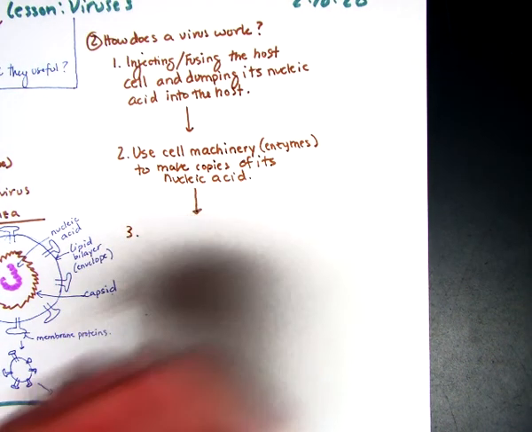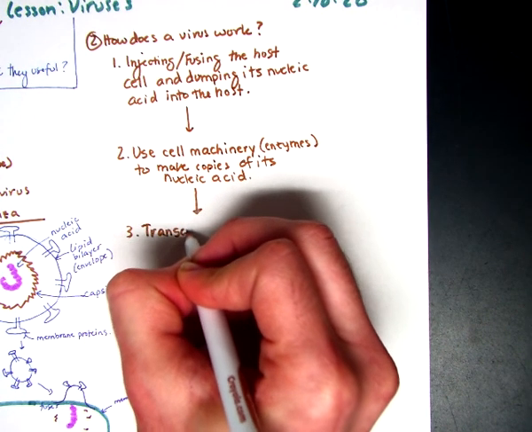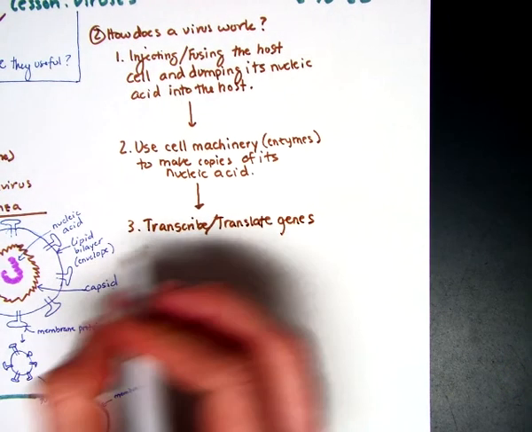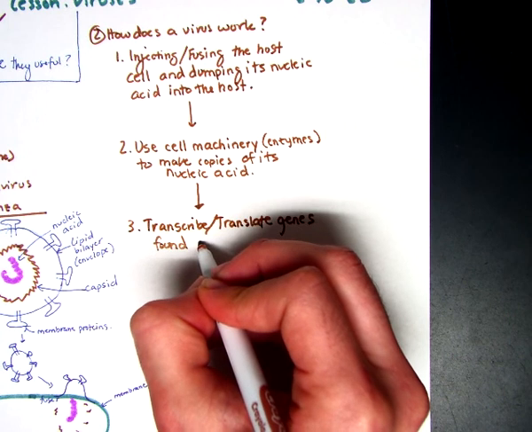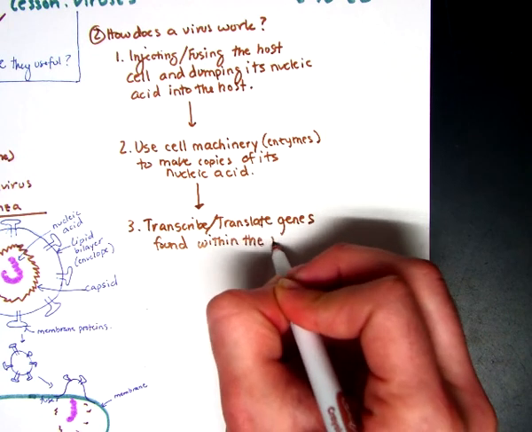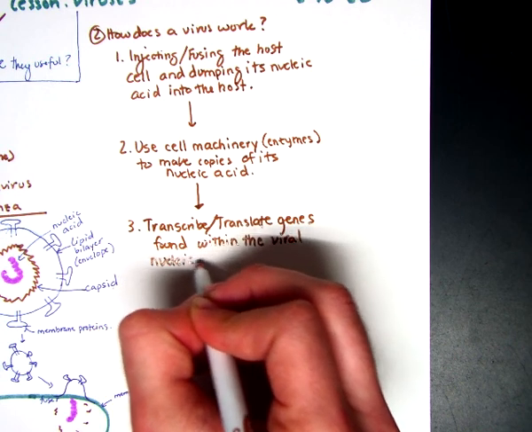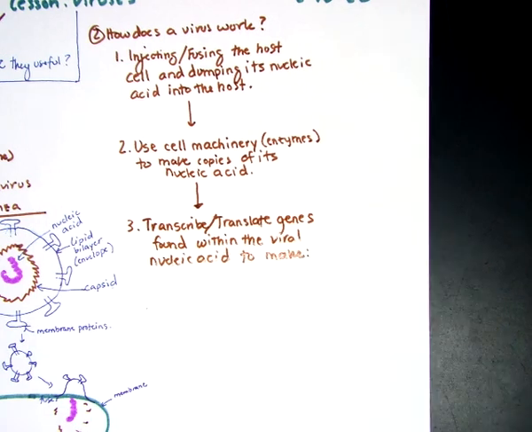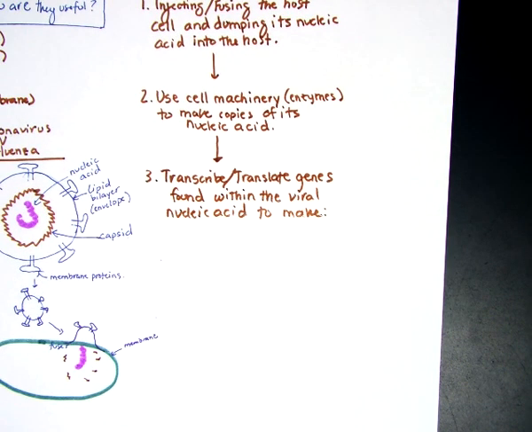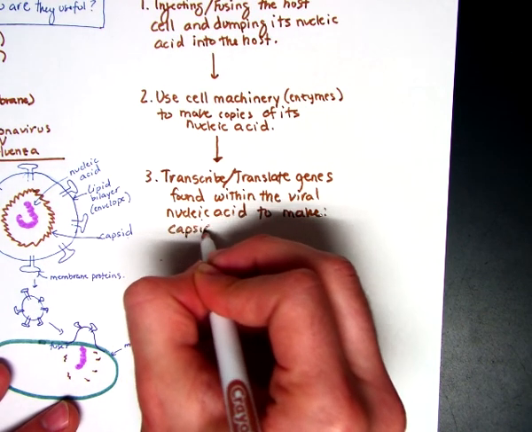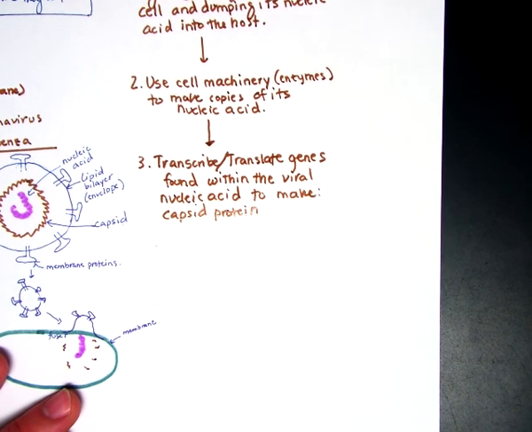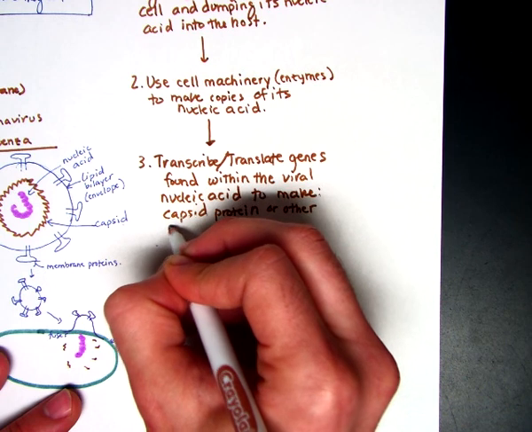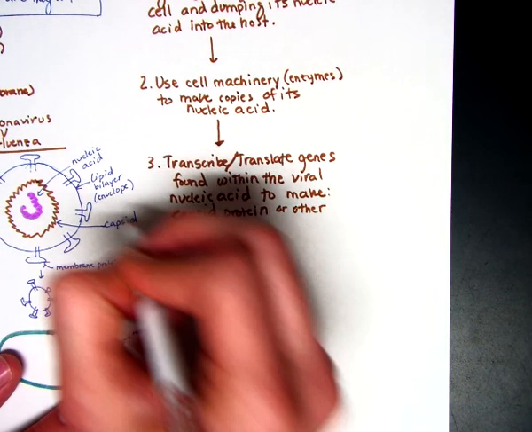Third, it's going to start to transcribe and translate the genes found within the viral nucleic acid to make, if you think about what was contained within a virus, things like more capsid proteins, which are encoded by the genes of the viral genome, or other necessary proteins, like the envelope proteins, like these. They have to make more copies of those.